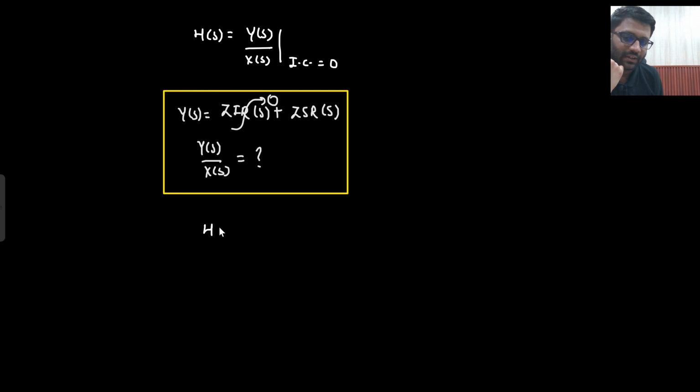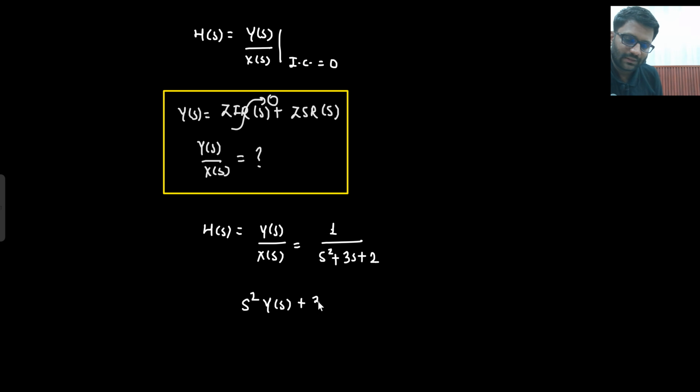Our H(s) is given, which is Y(s) divided by X(s), which is 1 upon s square plus 3s plus 2, right? So can I find out the differential equation from this particular equation? Yes. I am just multiplying this here and this here. So what are you getting? s square Y(s) plus 3s Y(s) plus 2 Y(s) is equal to X(s).